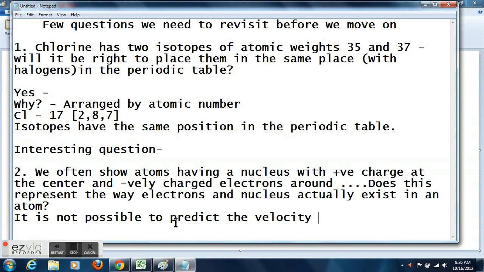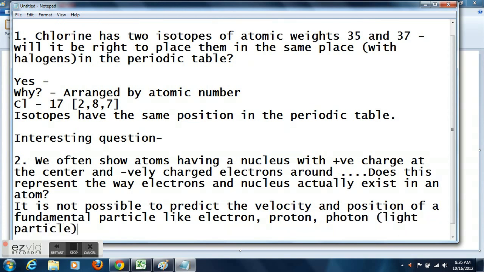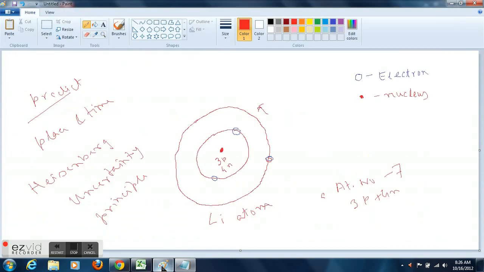So when I say that particles are rotating around an orbit, that means we can exactly predict where that particle will be at the next moment. So if I have to believe his principle, for which there is a lot of proof, then this orbit model may not represent exactly how atoms are or how the electrons are in the atom. Okay, so it is not possible to predict the velocity and position of a particle simultaneously or at the same time. This is called Heisenberg uncertainty principle.